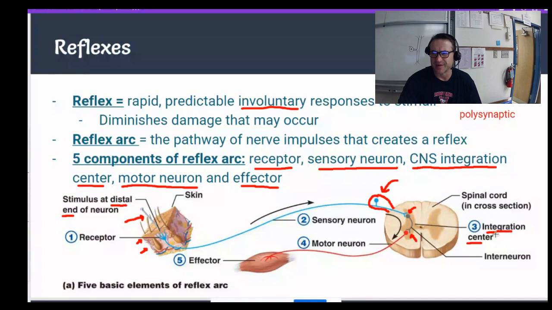So number 3 is the integration center, which in this case is an interneuron. And number 4, of course, is the motor neuron, efferent, because it's leaving the central nervous system. It's going to fire an action potential, travel down through the axon, and innervate or connect with some sort of effector. In this case, it looks like some sort of skeletal muscle. And the effector is what's going to make the desired response, may make you pull your hand back from something hot or something like that. So these are the 5 basic elements of a reflex arc.